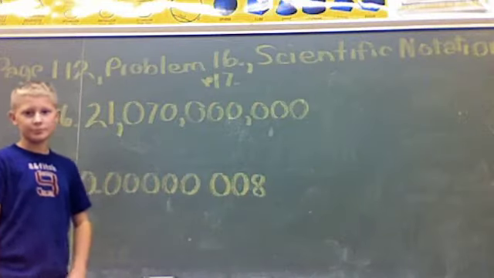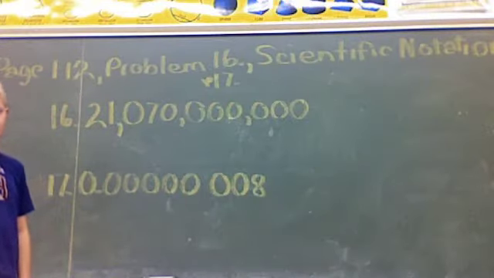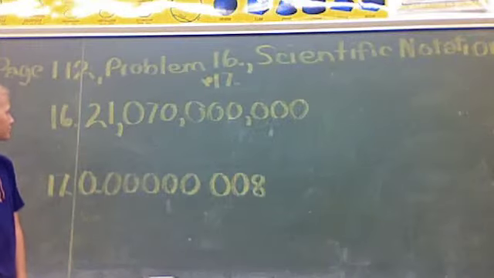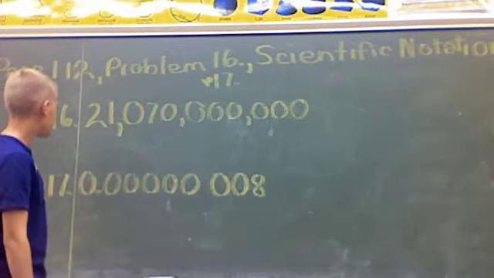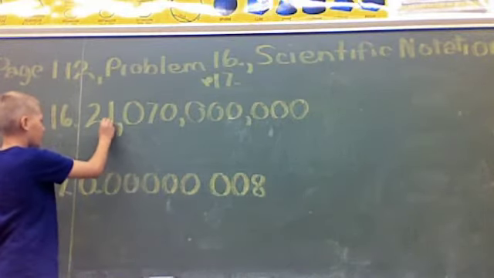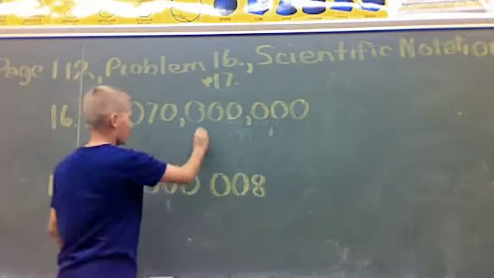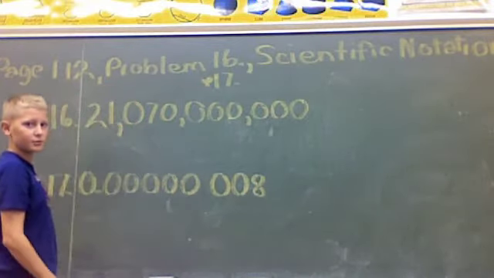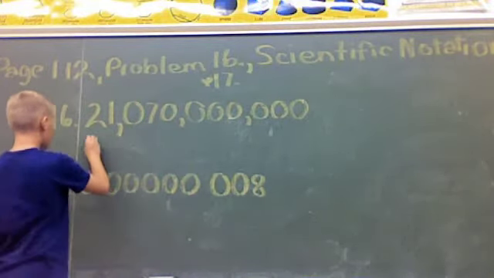We've got Jaden here, and he's going to show us how to do scientific notation. We're looking at page 112 in our book, doing problem number 16. So what's the first rule, Jaden? You have to find out what your decimal point is and how you got all these zeros behind it. Okay, so rewrite it and show us where the decimal point goes.